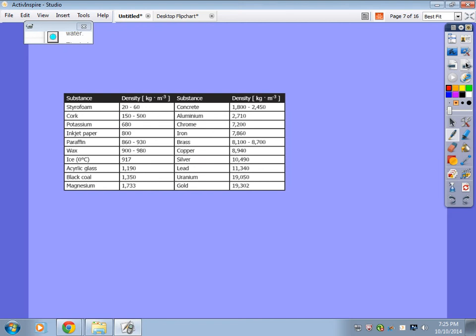Okay? So, this is a chart. And if you look on the page with your duck, there's also a chart. And this is in terms of kilograms per meters cubed. Because now we're talking about three-dimensional structures, right? Not two-dimensional like population density. Now we're talking about 3D objects. Styrofoam, cork. So let's look for a second.